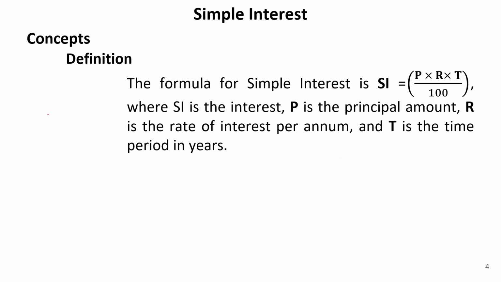The formula for simple interest is SI = P × R × T / 100. P is the principal amount. R is the rate of interest per annum. You have to remember this term: it is per annum, not per month. T is the time period in years, not months.